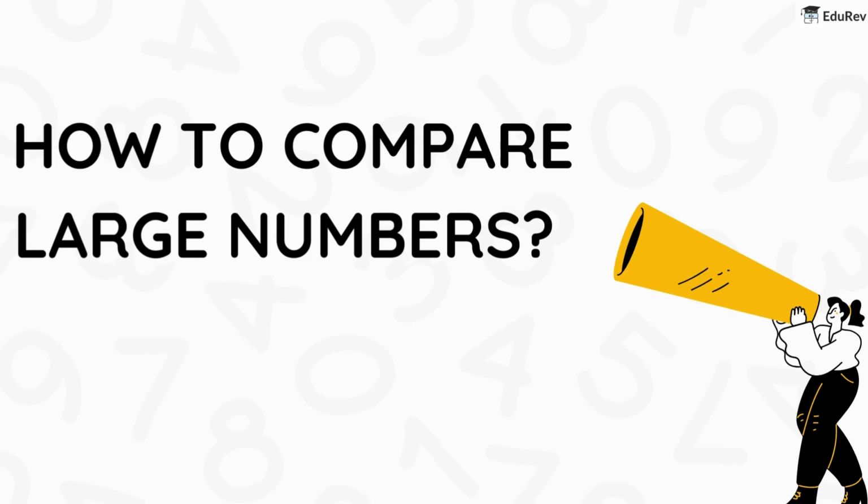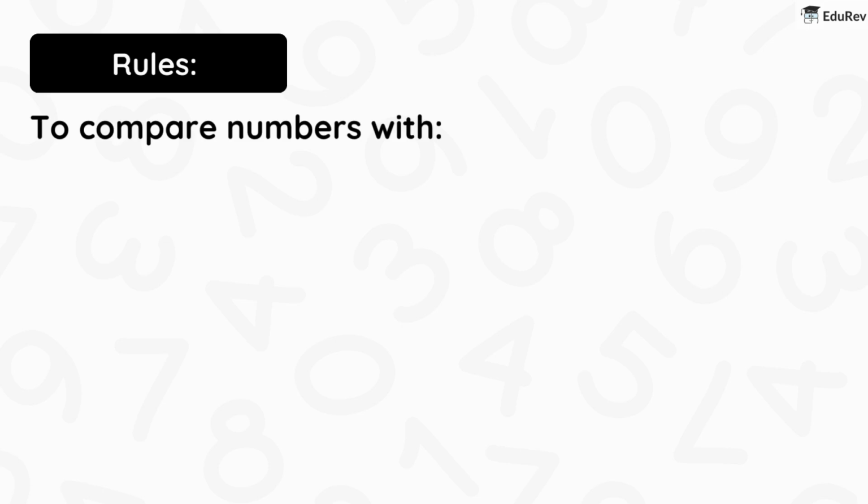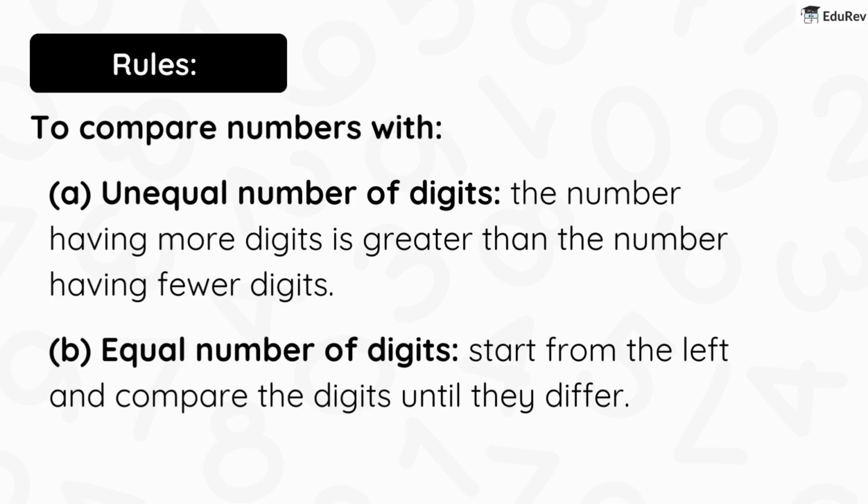How to compare large numbers? Now, let's learn how to compare large numbers. There are 2 rules. 1. If the numbers have an unequal number of digits, the number with more digits is greater. 2. If the numbers have an equal number of digits, start from the left and compare the digits until they differ.